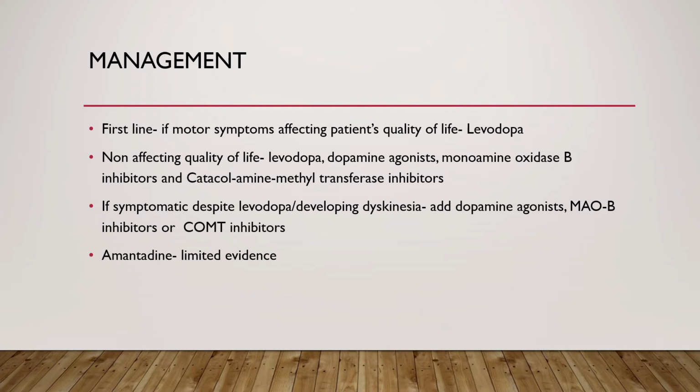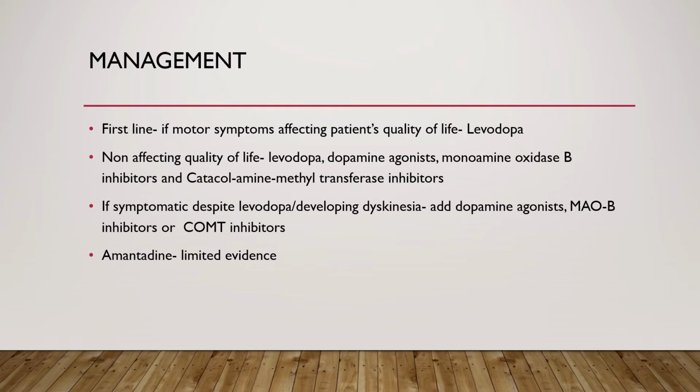The first line management of Parkinson's is usually levodopa. This is a dopamine precursor which is broken down into dopamine after it crosses the blood-brain barrier. It's usually first line if motor symptoms are affecting the patient's quality of life, like their Parkinsonism is preventing them from living a normal life at home when previously they were completely fit and well and independent.